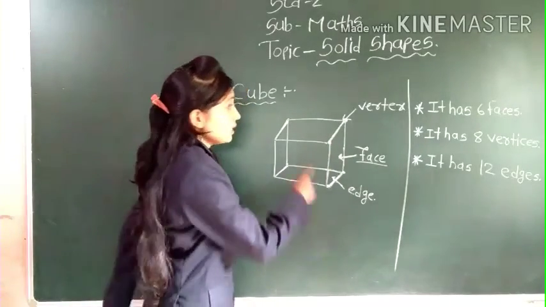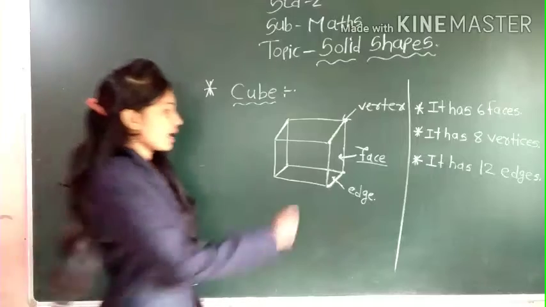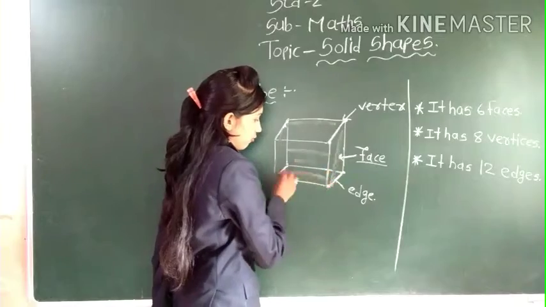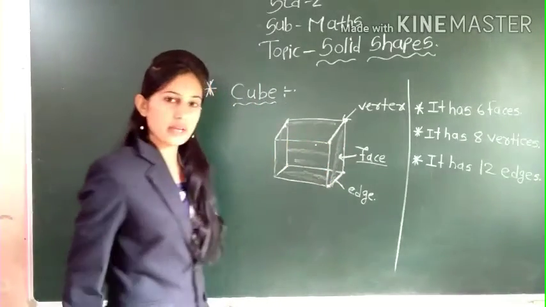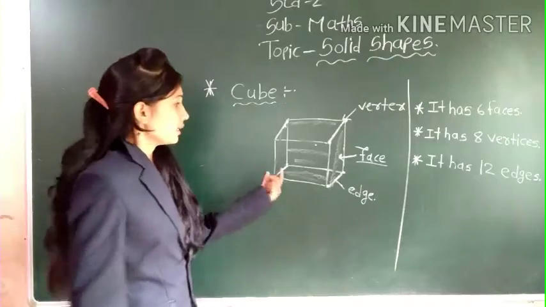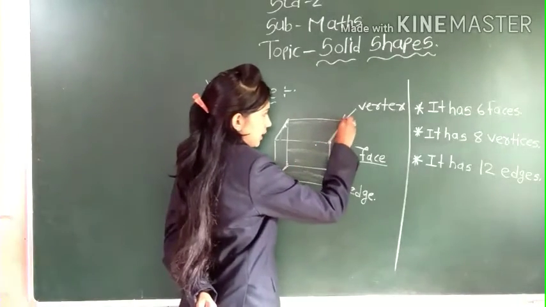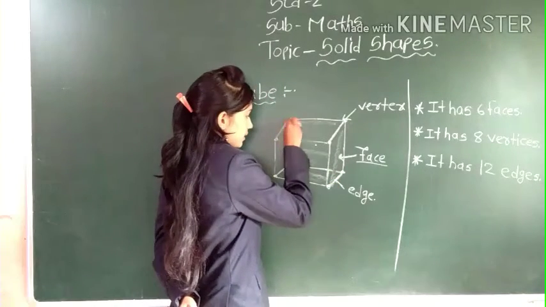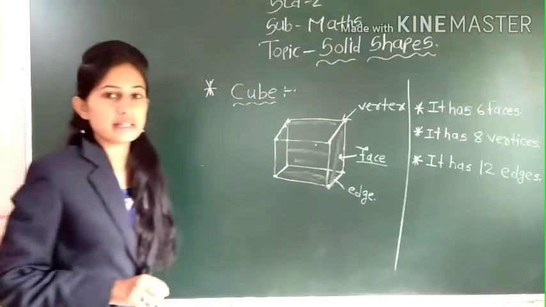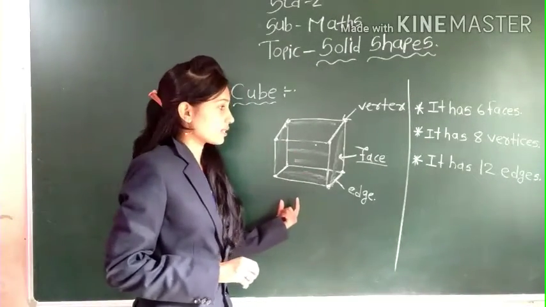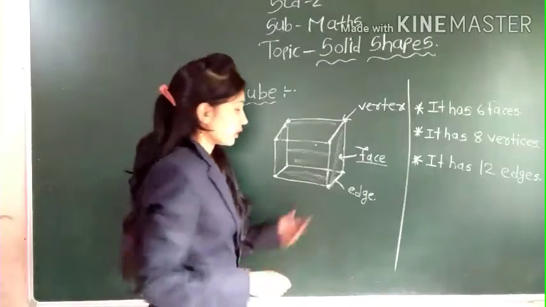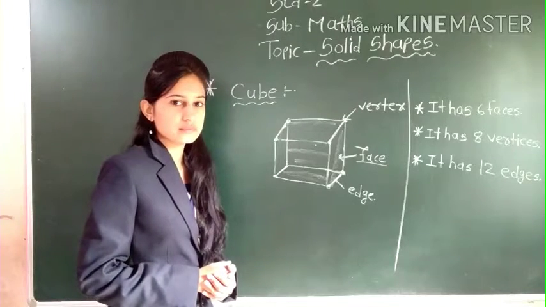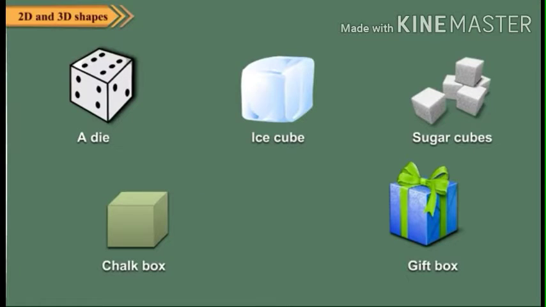It has 6 faces: 1, 2, 3, 4, 5 and 6. It has 8 vertices: 1, 2, 3, 4, 5, 6, 7 and 8. It has 12 edges. How many edges does a cube have? 12 edges.